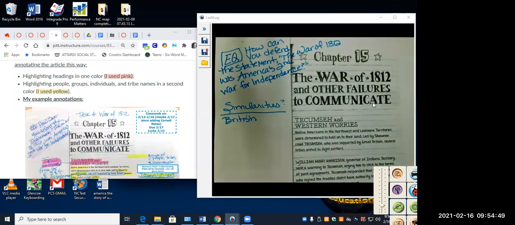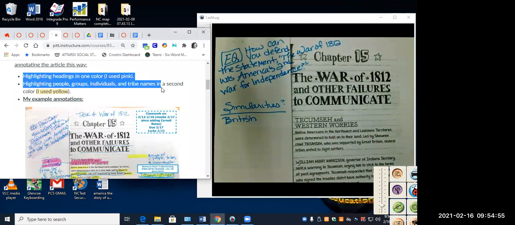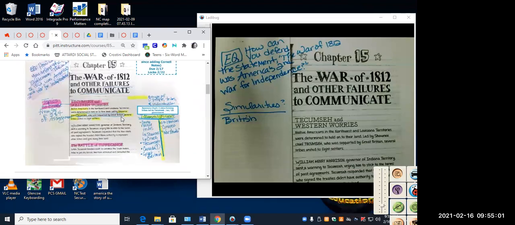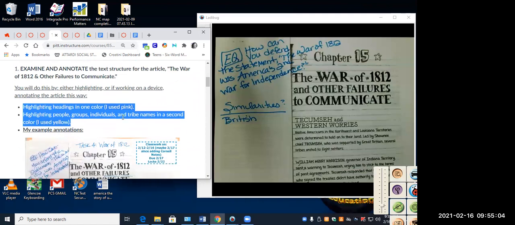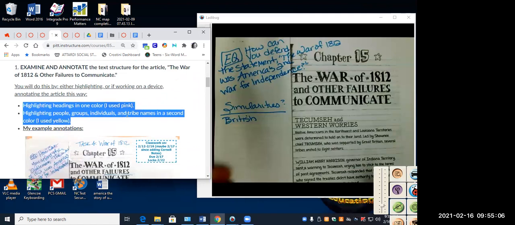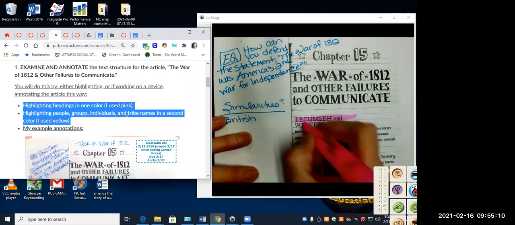I think you need the two colors of highlighter, and the directions here say highlighting headings in one color, I use pink, and then groups, individuals, tribe names in a second color, I use yellow. And so here are my example annotations for those of you at home, or you can just watch as I do this with them. So the first thing I'm going to do is highlight all my headings.